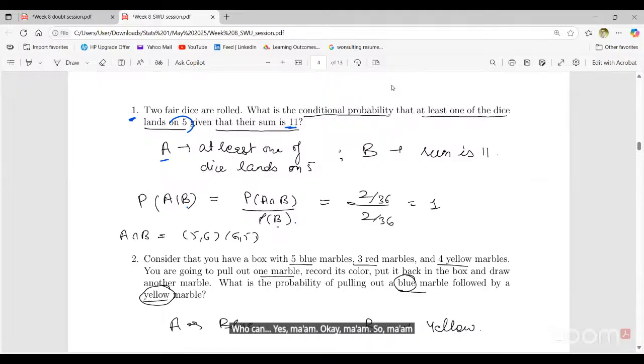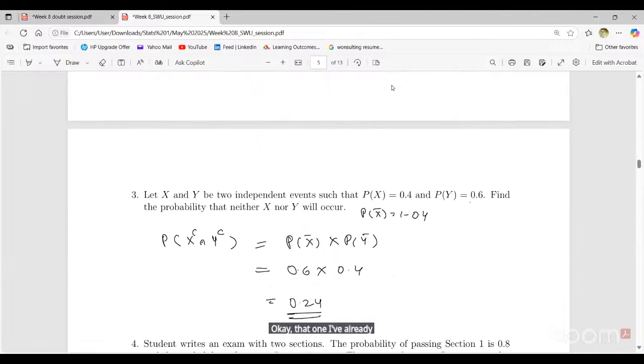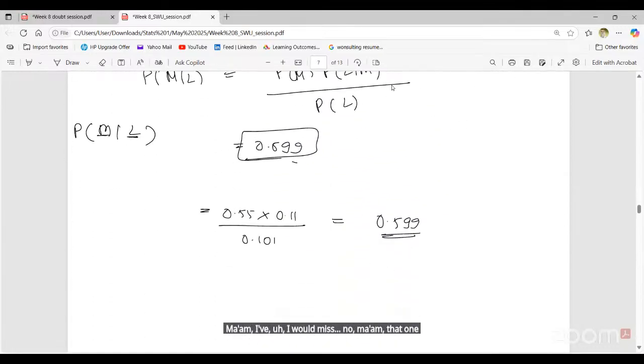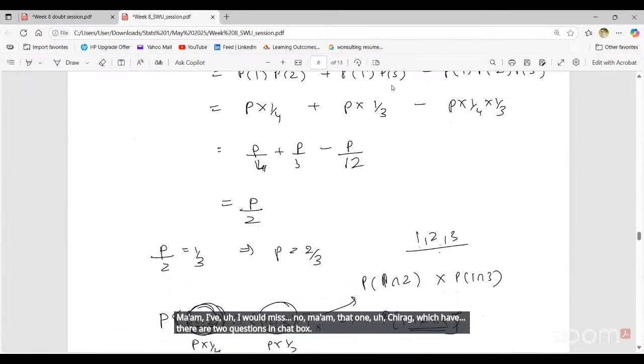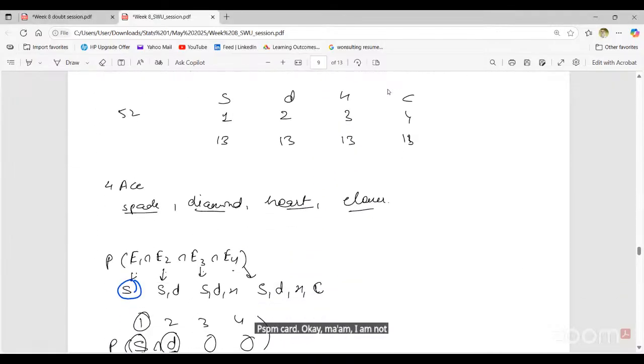So, ma'am, now I am skipping the question which I discussed, but I am asking this one which I have shared on chat box. There are two questions in the chat box, and one which I have shared. The card one, right? Yes, ma'am. That I've already discussed yesterday. Okay, ma'am, I am not asking for a full explanation.